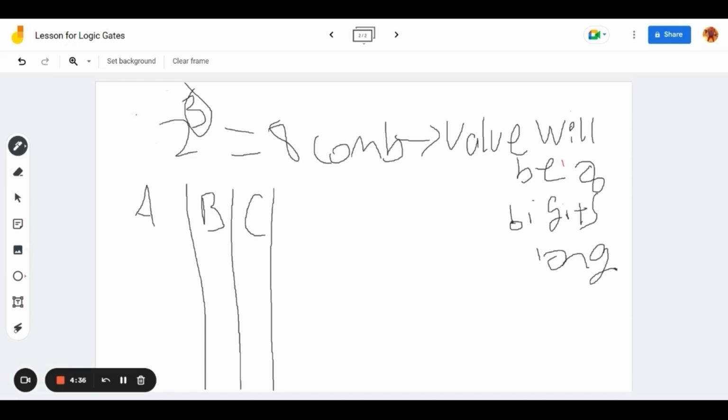And 0 counts as one whole digit itself. So 0 is 1, 1 is 2, 2 is 3, 3 is 4, 4 is 5, 5 is 6, 6 is 7, 7 is 8. And so in that way, 0 to 7 are actually 8 digits.